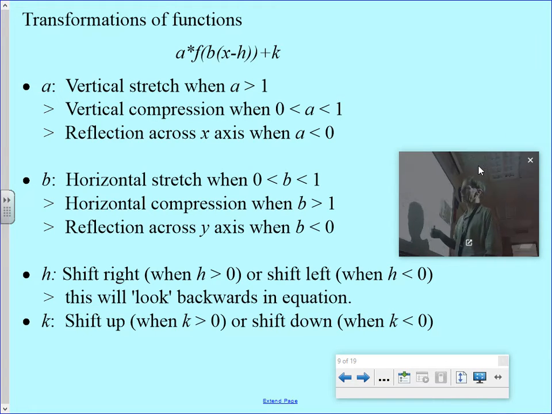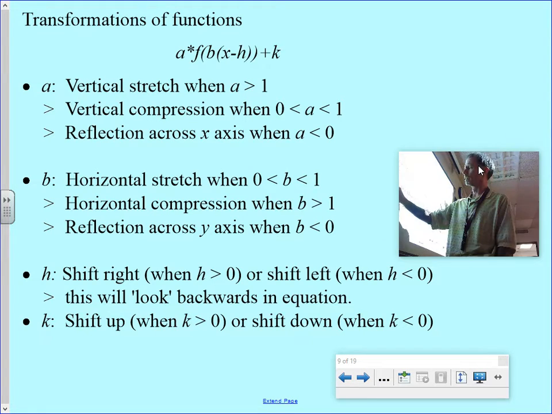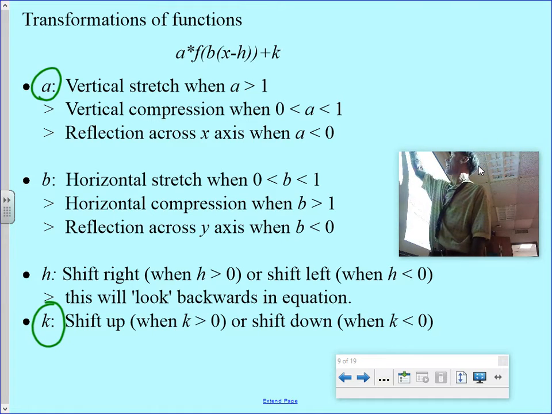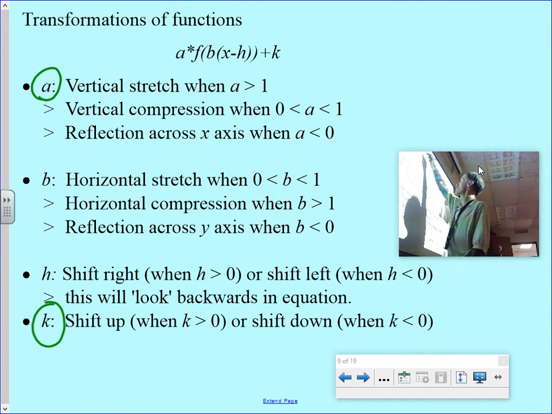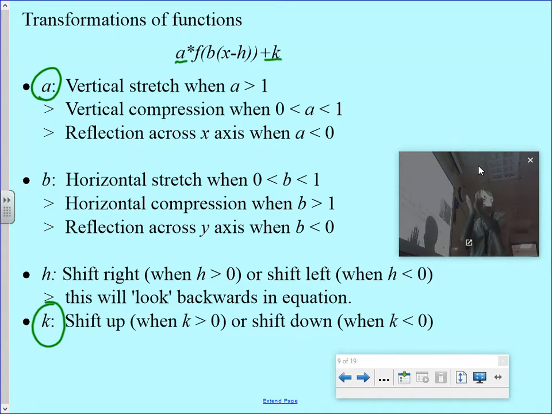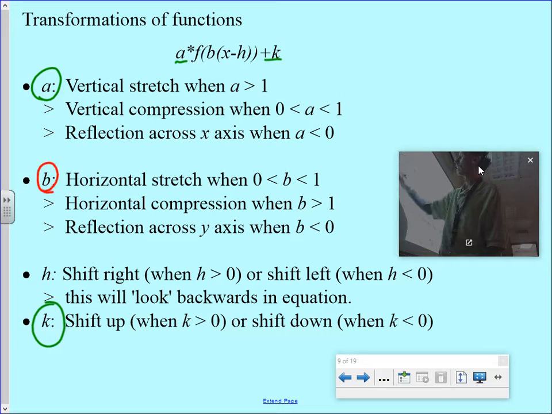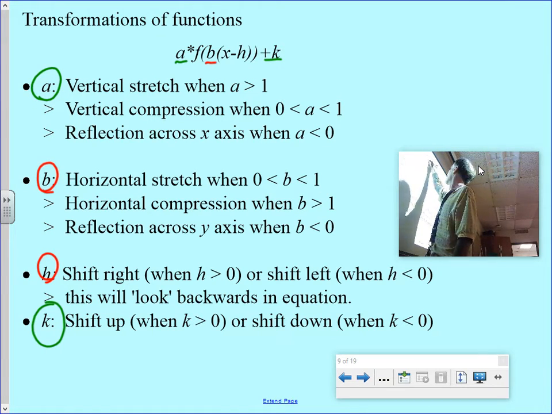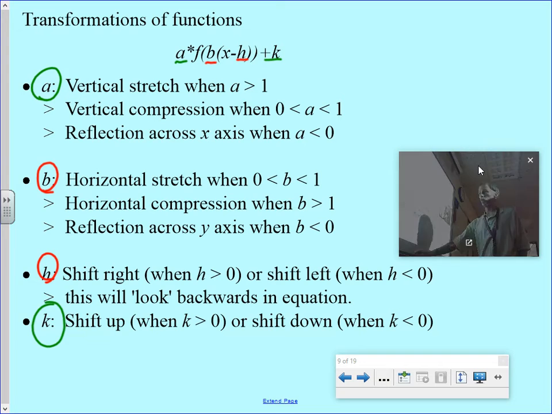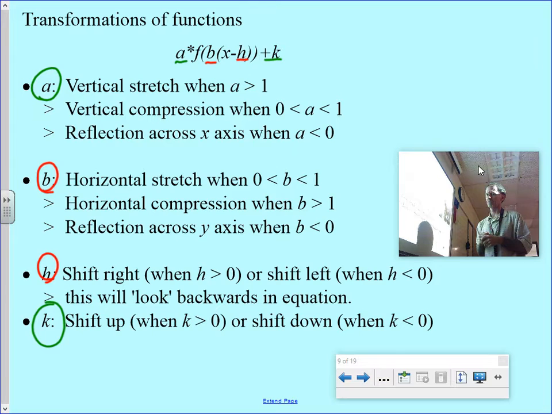The other thing I want to show you, which I think helps some people, is notice the a and the k are both outside of the function, and both of those affect the function vertically, either shifting up and down, or a vertical stretch compress, or vertical reflection. Whereas the b and the h are inside of the function, and they both affect things horizontally. Okay, so again, shifting left and right, horizontal stretch compress, stuff like that. Okay? So let's get into a couple of examples on what you should be able to do.